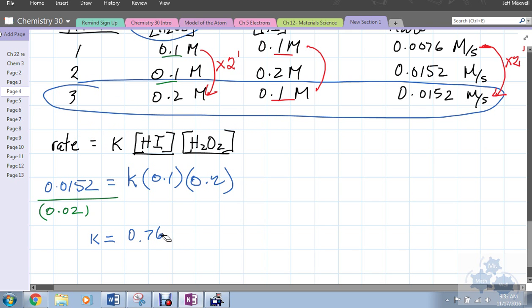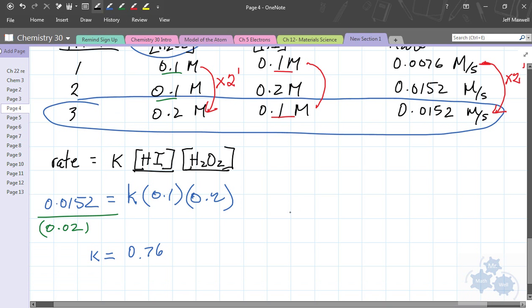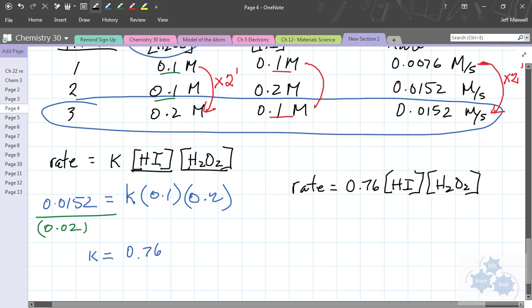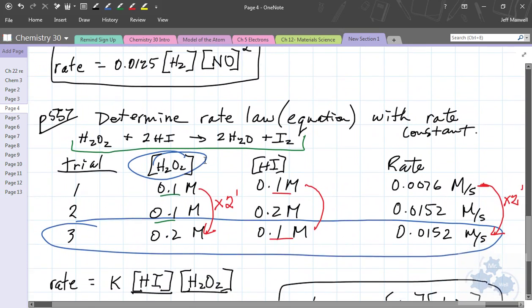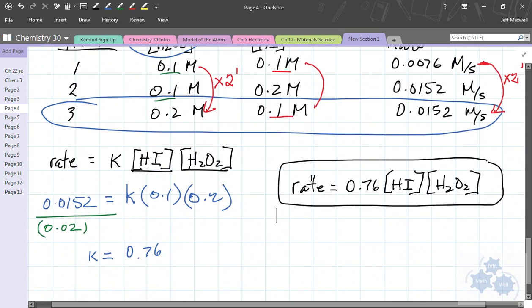Now, if we're completing this, for the very final answer here, your rate equation is going to be rate equals this number, 0.76, and then write the concentrations of those reactants that are involved in changing the rate. So that's your complete rate expression. Complete rate equation. Okay, any questions? Okay, so there's your example worked through with the trials and determining the exponents, and there's your final answer.